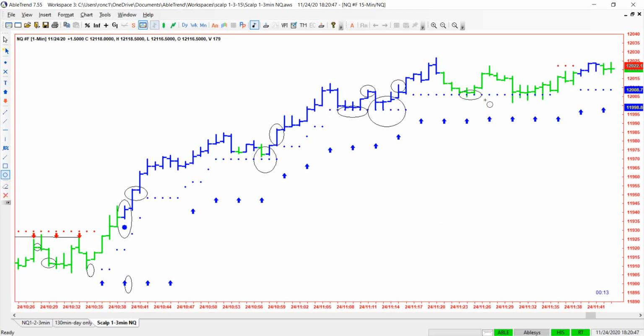Hits the blue dot right there. 2 minutes later, another 100. Every one of these hit the blue dot and closed above the blue dot. A couple of minutes later, 5 points, another 100.